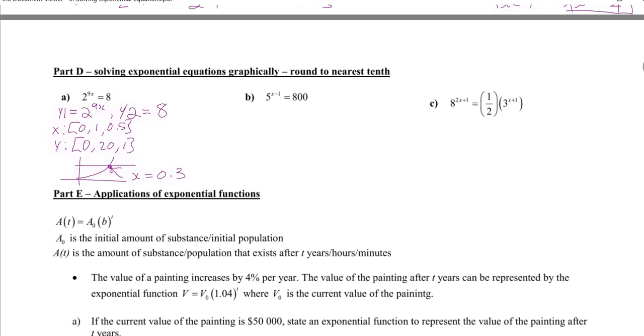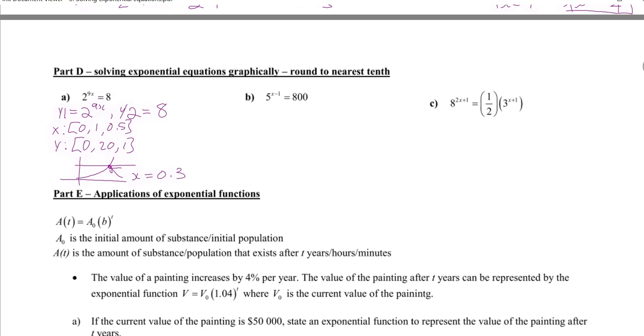So the 5 and the 800 definitely can't be. We could have done the 2 to the 9x and the 8. We could have done that one algebraically, right? Because 8 is equal to 2 cubed. But with the 5 and the 800, we cannot do it algebraically, right? We can't express 800 as the power of 5. So we have no choice.